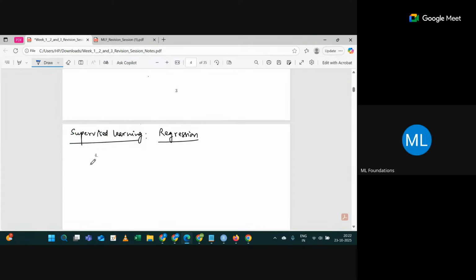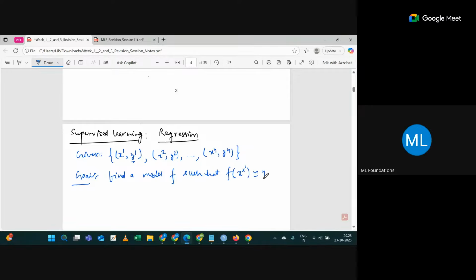So for example, what will be given to you? Using the usual notation, x1 comma y1, where x1 is a column vector and y1 is the output based on it, then x2 comma y2 and so on, up to xn comma yn. Suppose this is given to us. What is the goal in supervised learning, I mean in regression? We have to find a model f such that f of xi is approximately equal to yi. Yes or no?